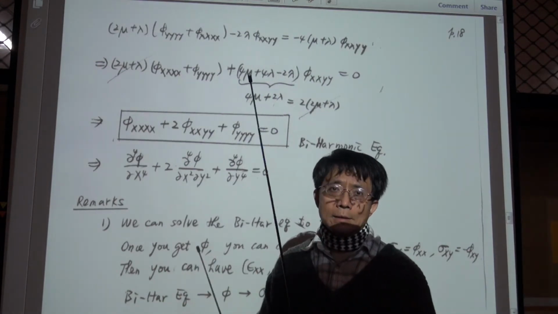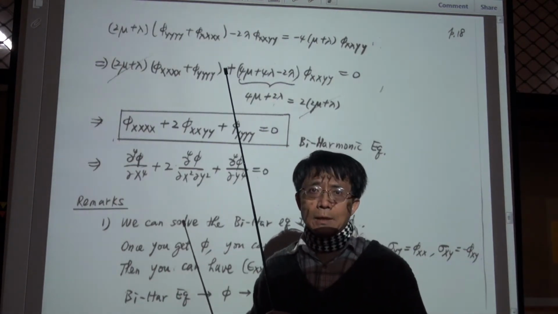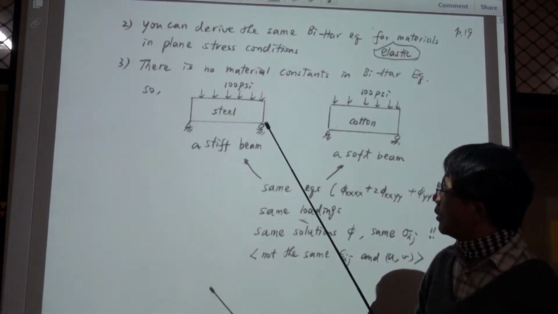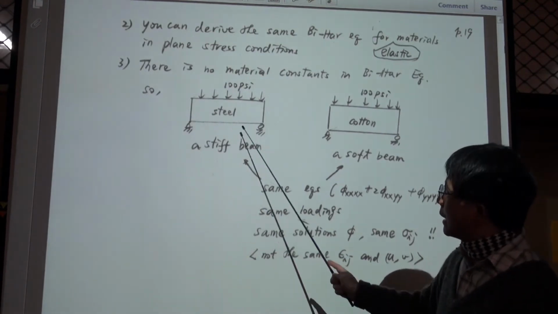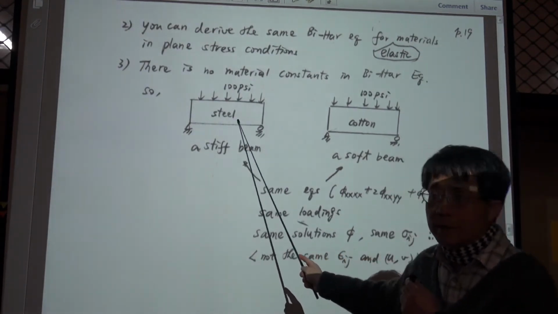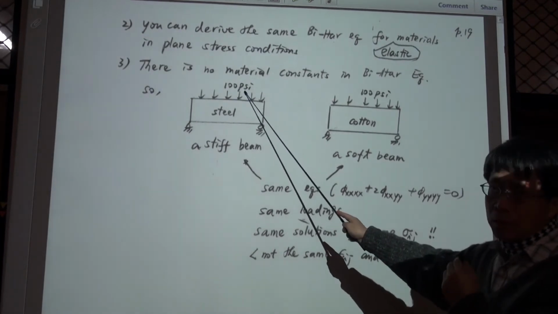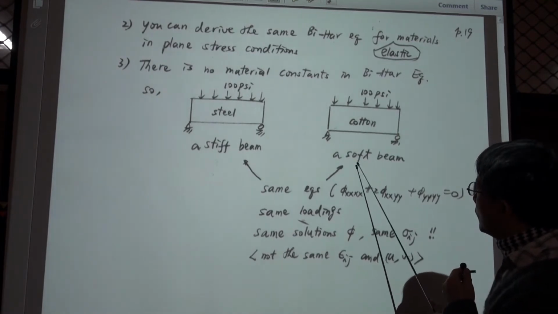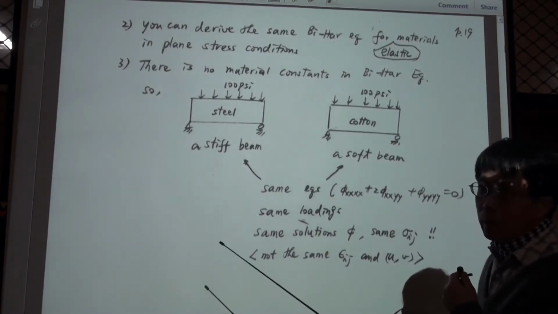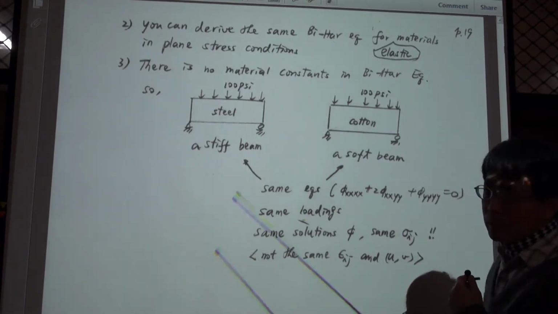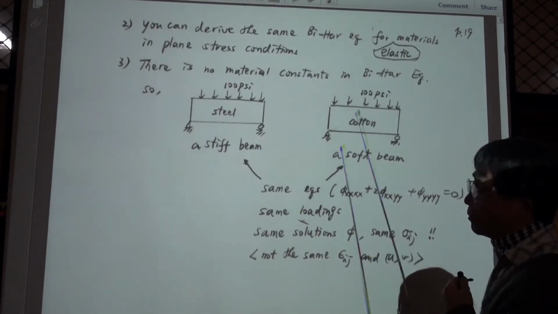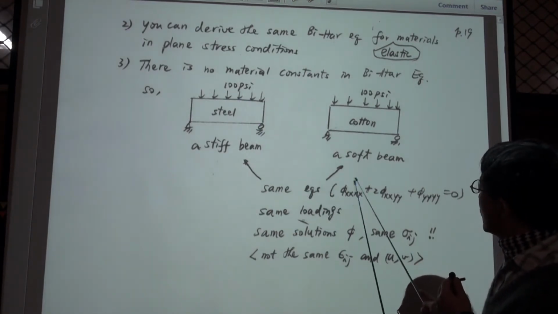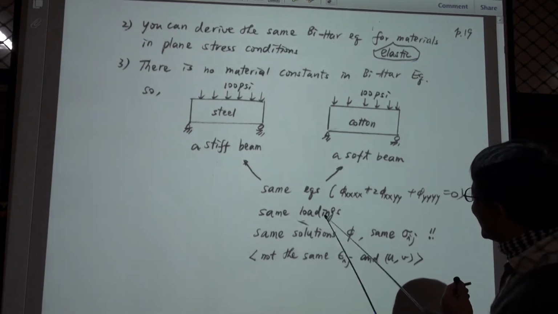Your equation doesn't contain any material constant, so it is a little bit unreal. What do you mean unreal? Let us consider this one. For example, we have a steel beam, very stiff, subjected to some loading. We have the cotton beam, very soft, subjected to the same loading. They are the same shape and same size. So this is steel, this is cotton. The material constant will not be the same, but the equation is the same, same equation.